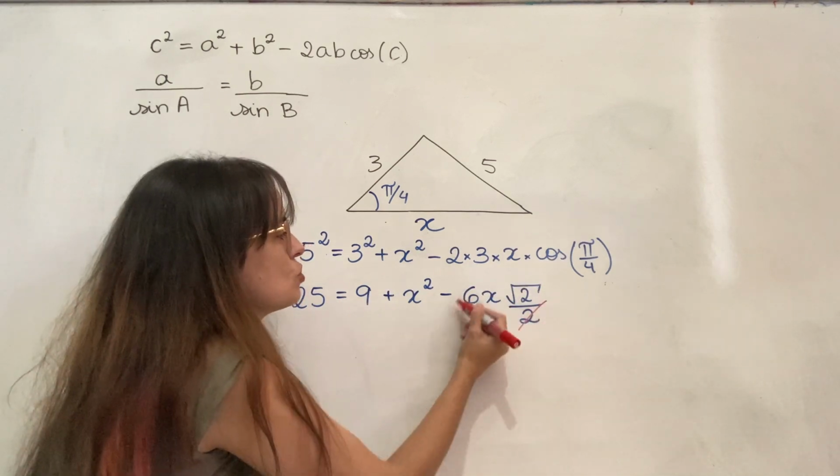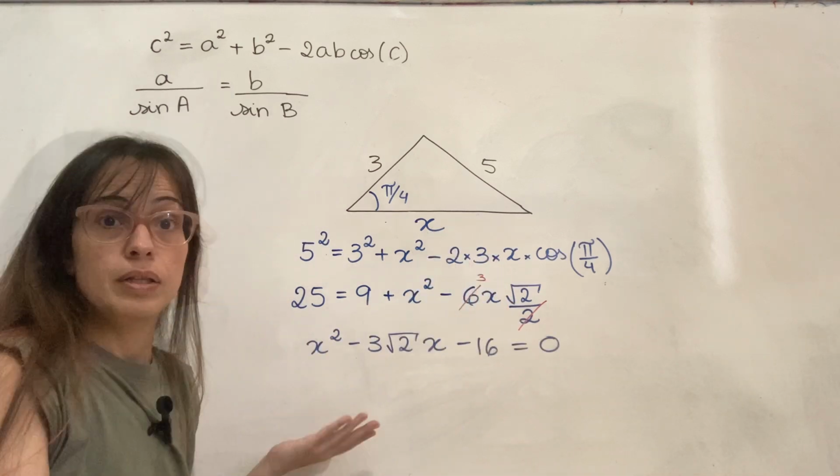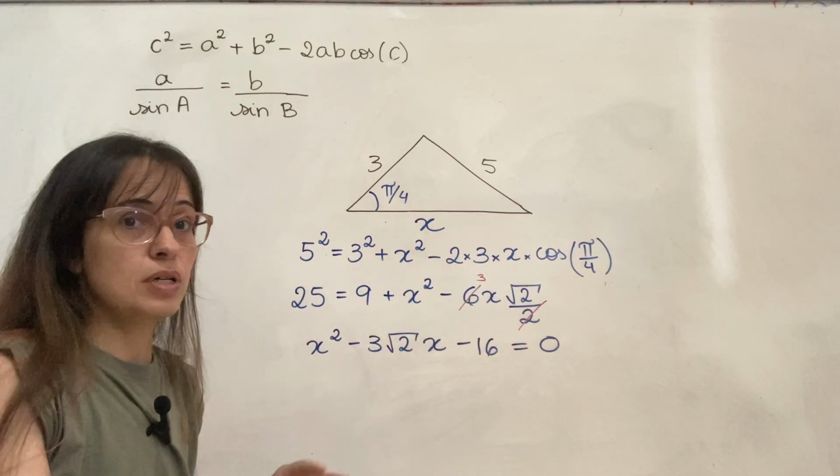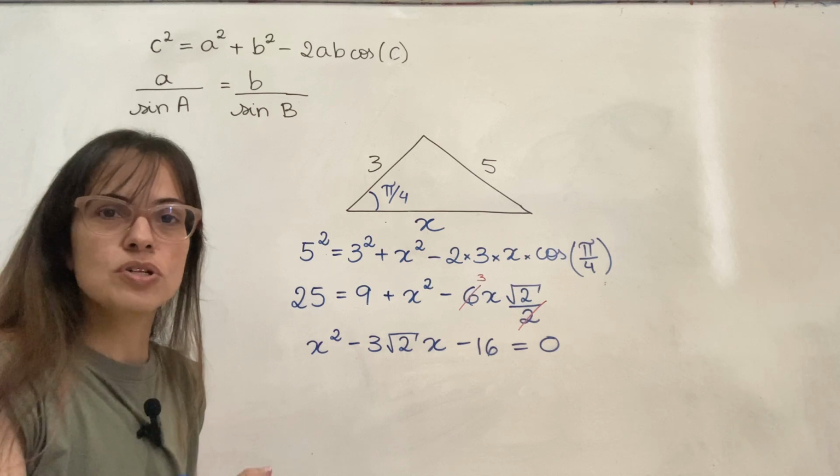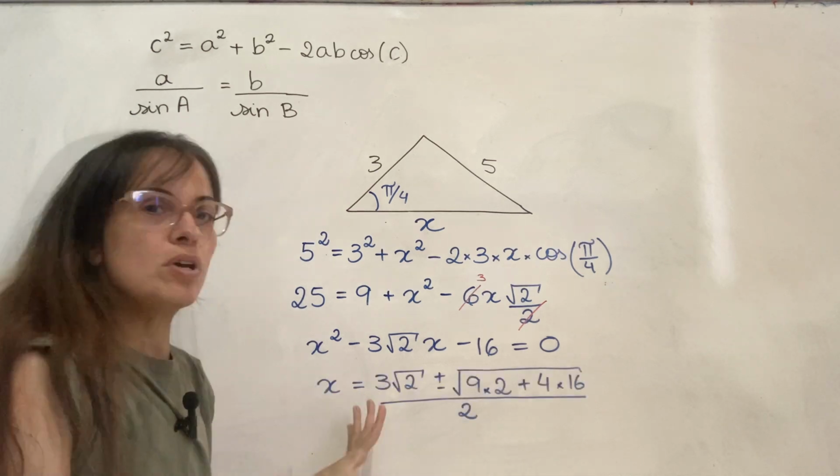Now I can cancel this 2 with the 6. I'm going to have a 3 here. And now I've put everything to the same side because this is a quadratic equation and I want to use the quadratic formula. Okay, this looks very ugly.